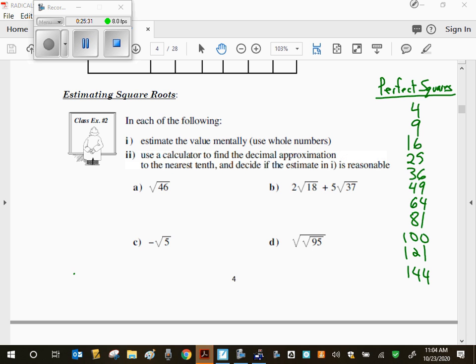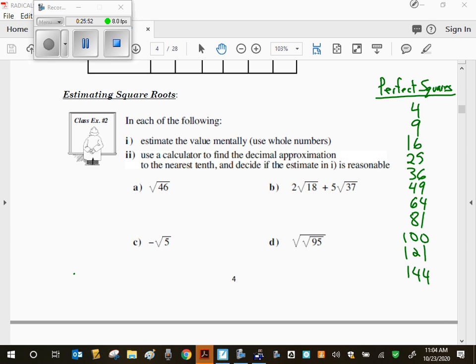Okay, perfect square trinomials are binomials that are multiplied by itself. Perfect squares are numbers that are multiplied by itself, like 25 and 81 and 144. These are a very, very important list for what we're doing in this whole unit.